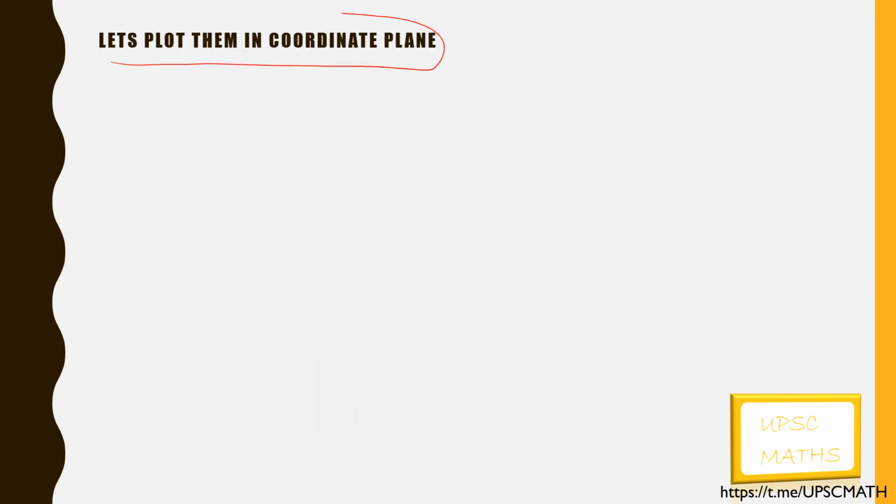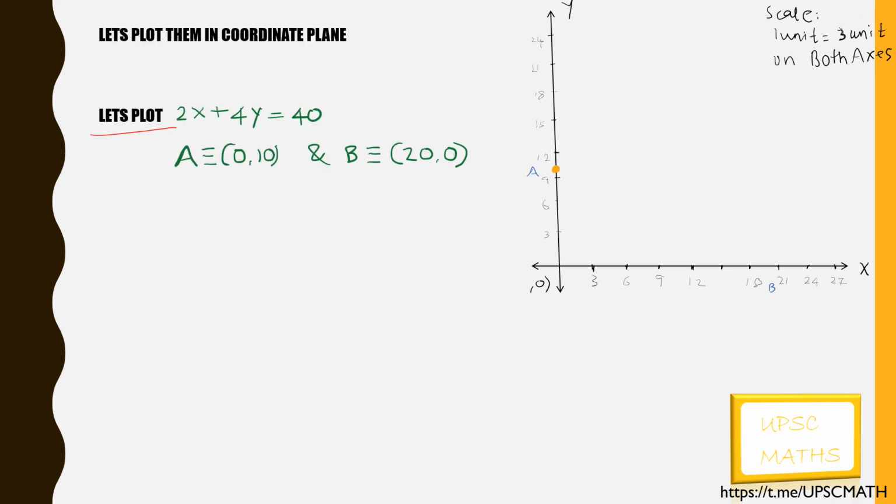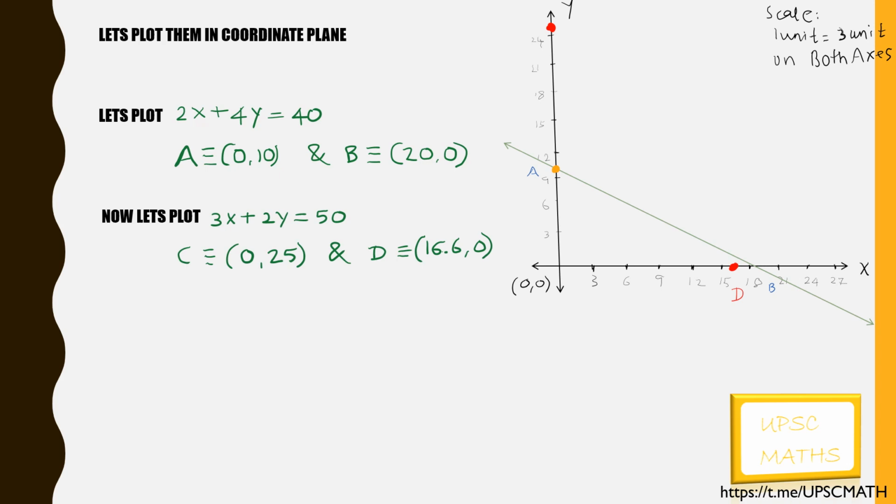Now let's plot the points in the coordinate plane. So this is my coordinate plane. I have taken the scale as 1 unit equal to 3 units on both the axes. Let's plot 2x + 4y = 40 whose coordinates are A (0, 10) and B (20, 0). Let's plot 3x + 2y = 50 whose coordinates are C (0, 25) and D (16.6, 0).